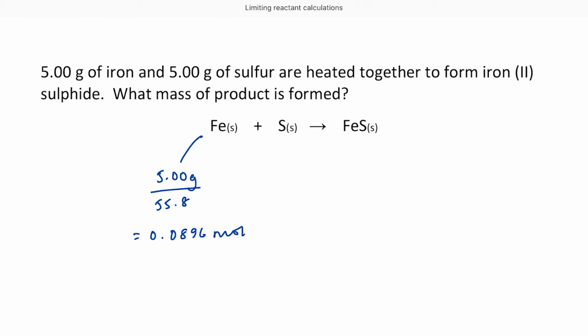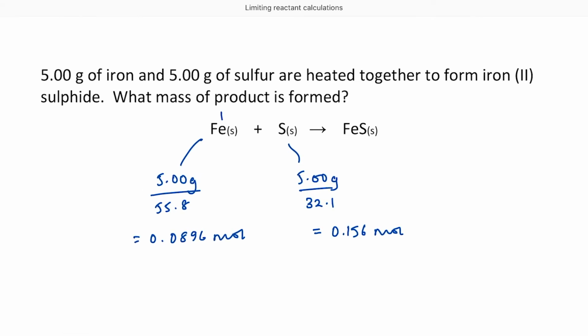0.0896 moles. I also know that in this reaction we put in 5 grams of sulfur, and number of moles of sulfur therefore works out to be 0.156 moles. Now, iron clearly reacts with sulfur in a 1-to-1 ratio. I didn't have 1 mole of iron, I had 0.0896, so I only need 0.0896 moles of sulfur to carry out this reaction. I've got far more than that, so I can see straight away that sulfur is my excess reactant and iron is my limiting reactant.